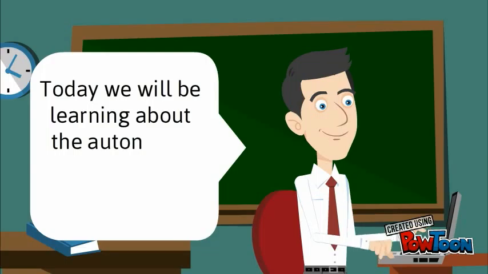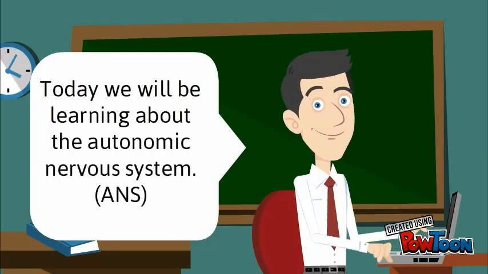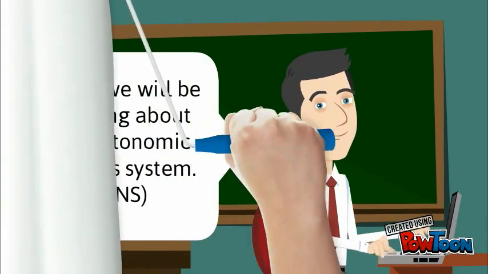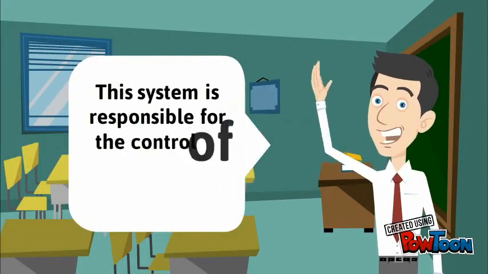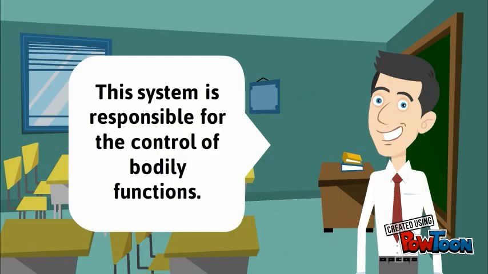Today we will be learning about the autonomic nervous system. It's also known as the ANS. This system is responsible for the control of bodily functions.